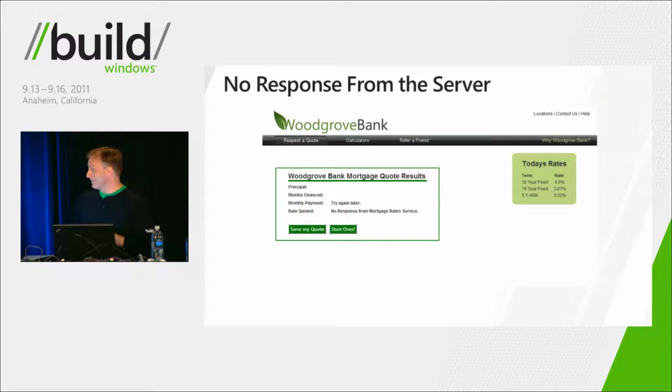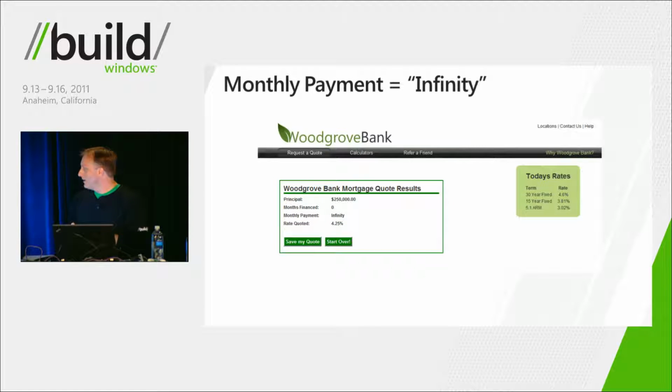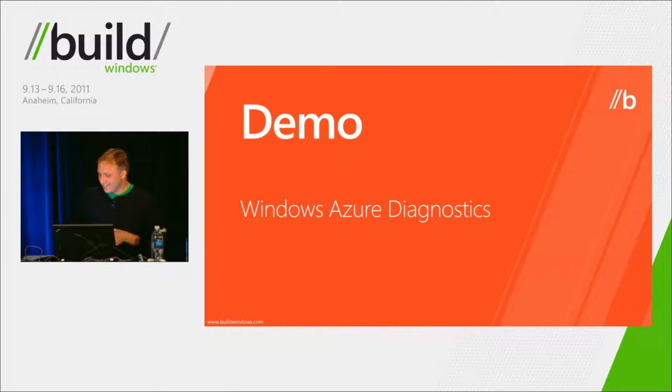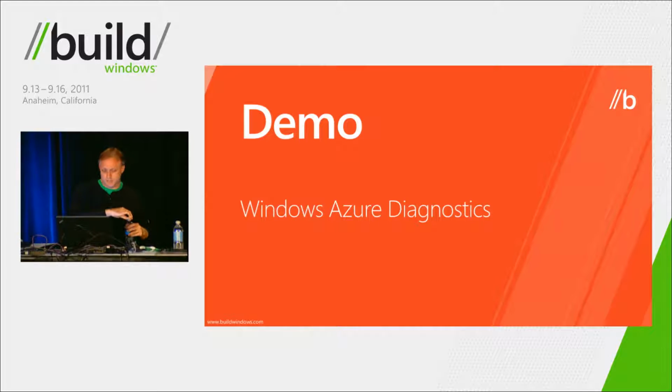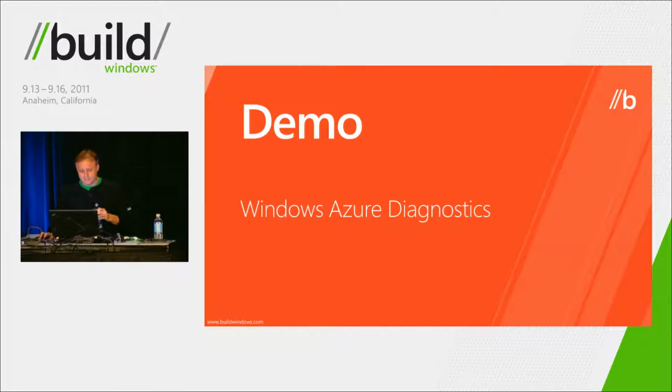And we get this one as well occasionally. A user goes to request a quote, and they get a no response from mortgage rate service. Don't know why, no idea. So we're going to use diagnostics to track that one down as well. And finally, the last bug that we're going to track down is occasionally whenever they fill out the request quote form, the monthly payment comes back set to infinity. A little bit steep. So let's go ahead and start with an application with absolutely no diagnostics.